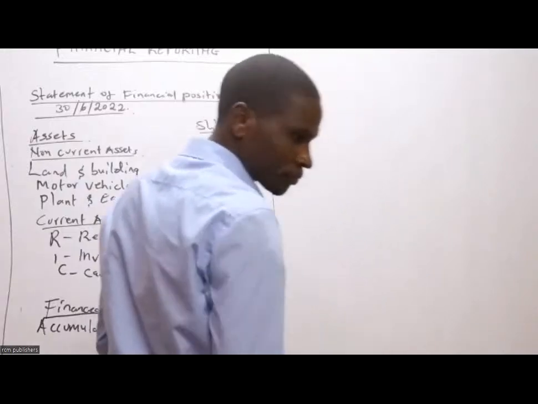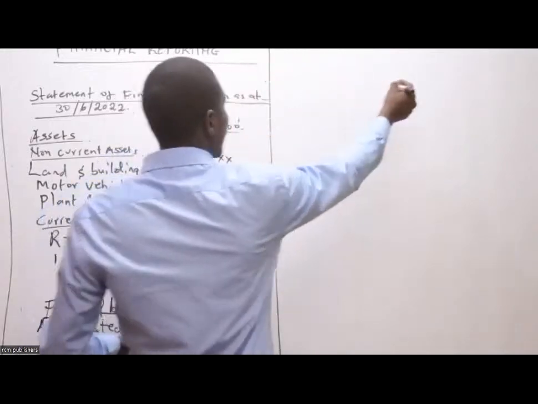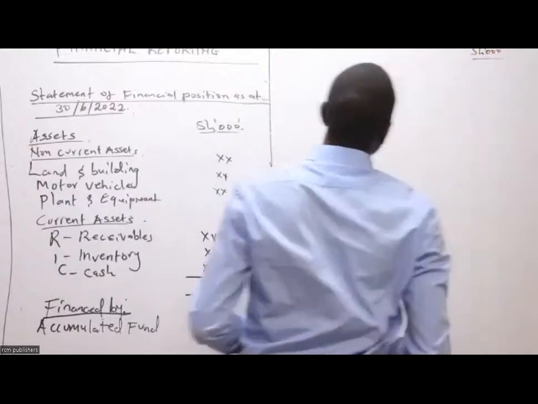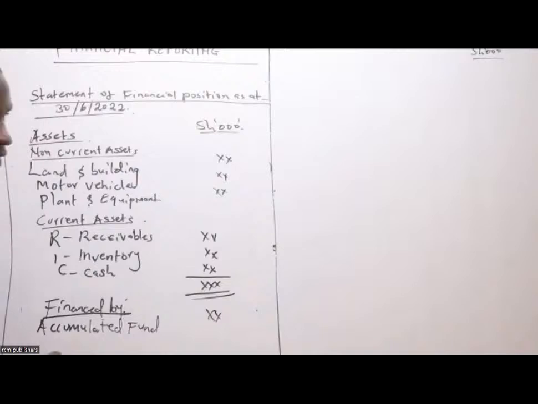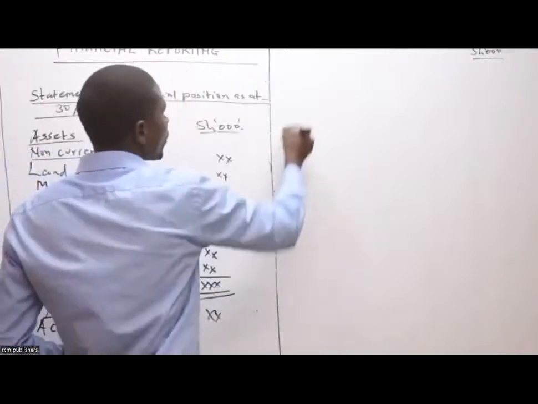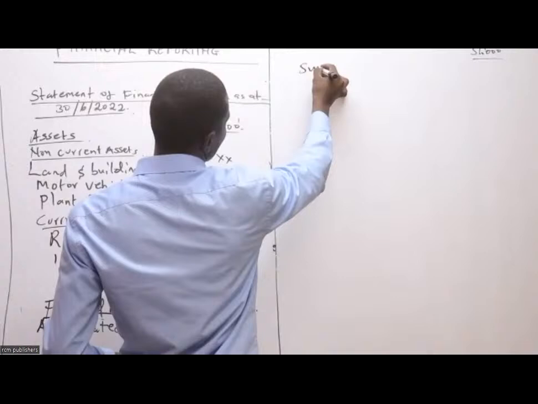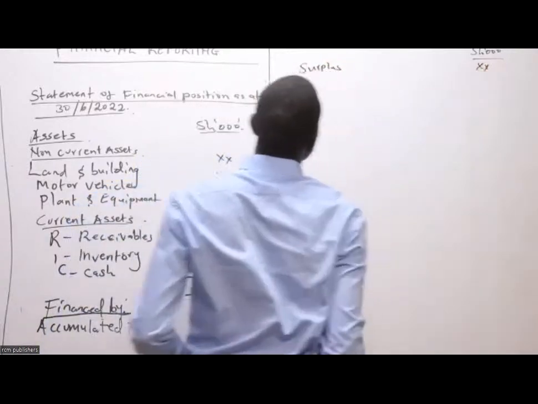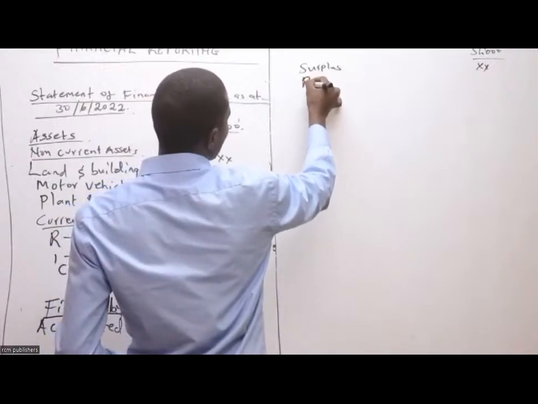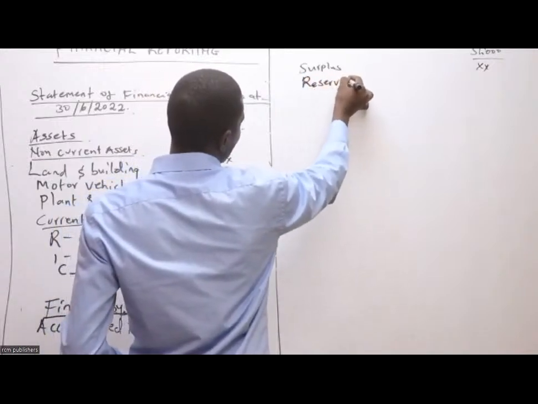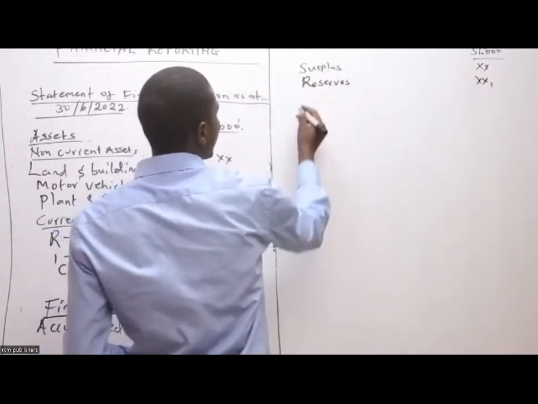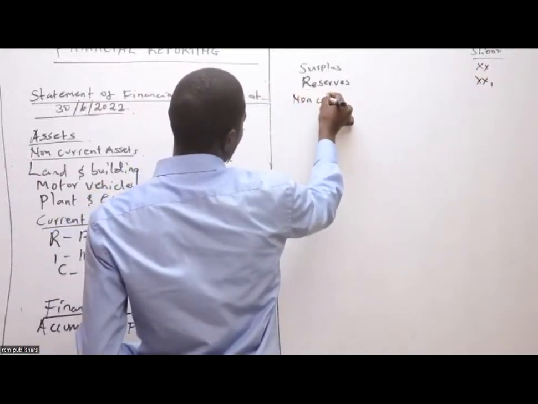Hapa sasa, our share capital, 1,000. Never forget that we are eliminating that. So we have surplus. Kama umepata surplus, unaweka pale, unaongeza. Reserves, kama kulikuwa na some reserves, naweka pale. What else? Now we go to non-current liability.